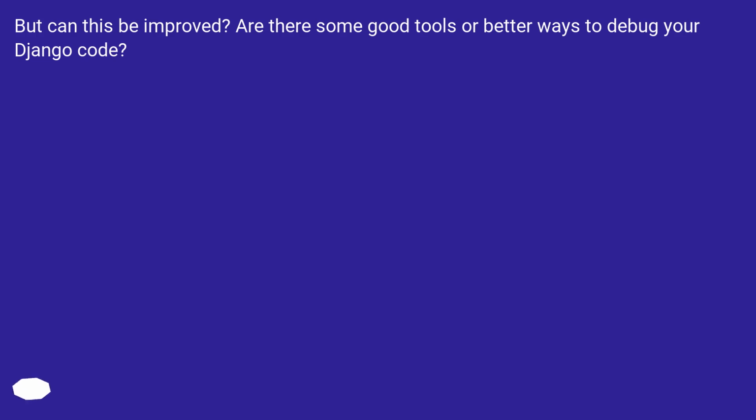But can this be improved? Are there some good tools or better ways to debug your Django code?